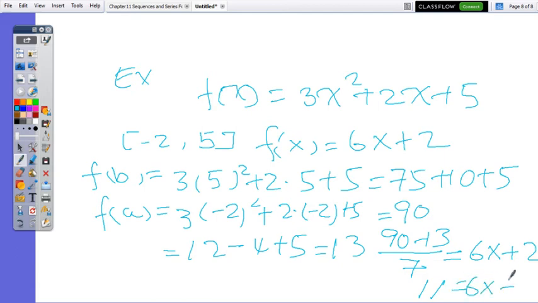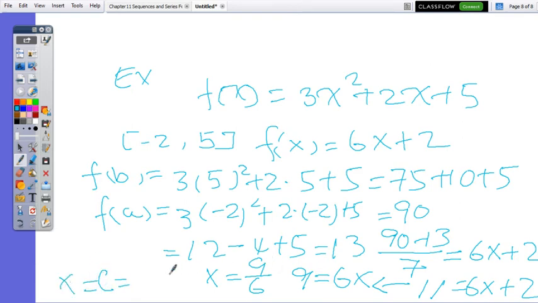And from here, we want to solve for x. So subtract 2 on both sides, and we get 9 equals 6x. Then x equals 9 over 6. Once you reduce it, that's the value of c, which is 3 over 2. And is 3 over 2 the x value right in between negative 2 and 5? It is. Then that would be the mean value theorem.